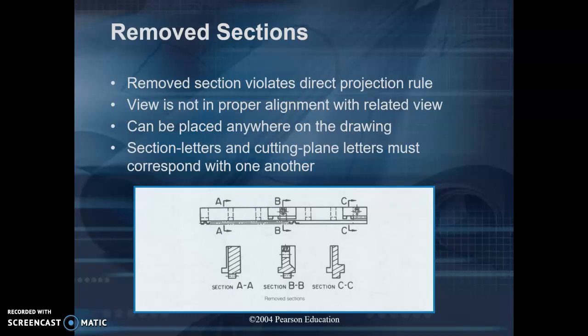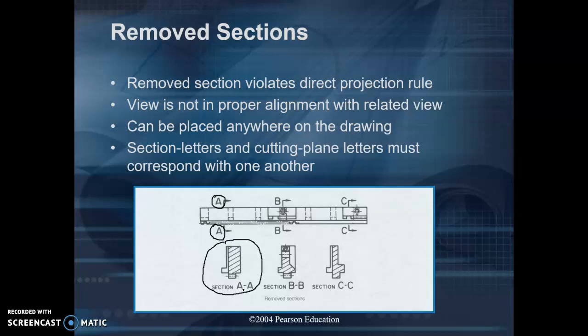And then I believe the last type of section to be introduced in this unit is the removed section. And this is probably actually one of the more common types of sections where you have your cutting plane line and you label it typically with letters like A and A so that somewhere else on the drawing off to the side you can draw that section view and label it as section AA so that we can see the corresponding location of this view.